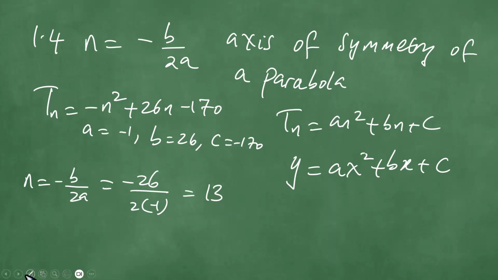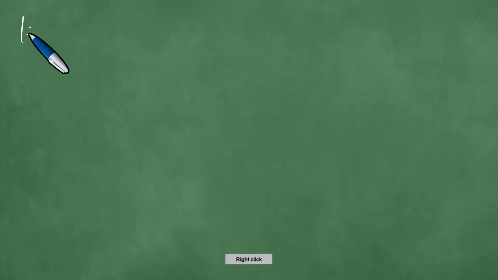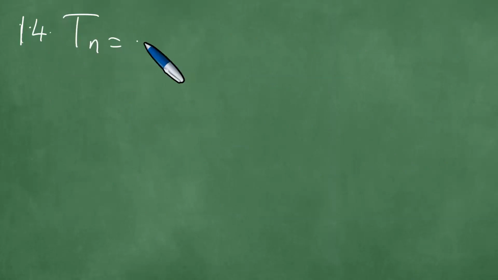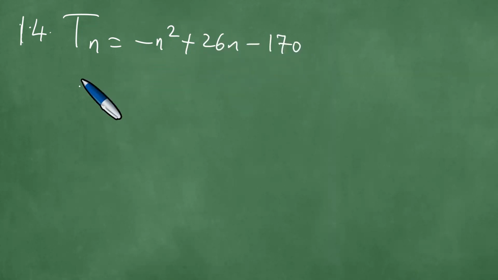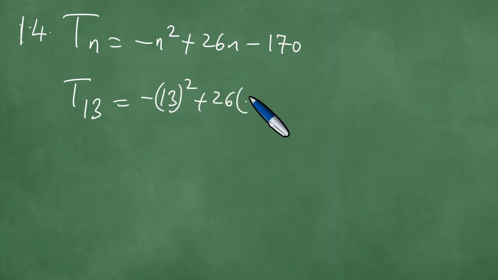So which means that in 1.4, you'd have Tn equals minus n squared plus 26n minus 170. Okay, by using the n, we got 13. So wherever there is n, you put 13 here. So this is going to be minus 13 squared plus 26 into 13 minus 170. And the answer is minus 1.